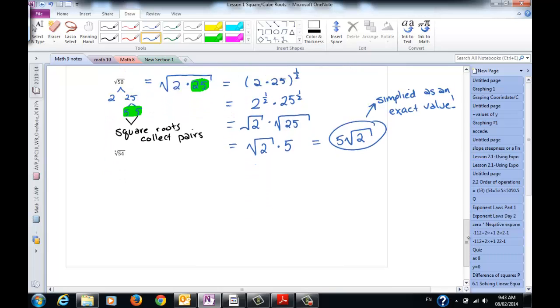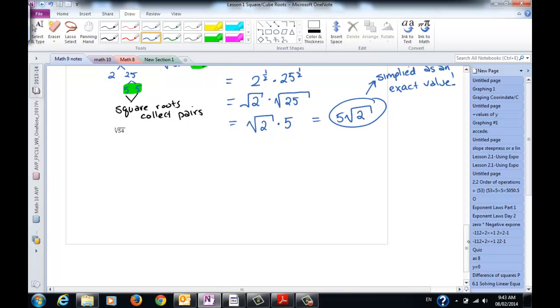Alright, so let's do one with a cubed root. So I'm first going to do a little factor tree here. So I get 2 and 27, 3 and 9, 3 and 3. Now the important part is it's a cubed root. It might be a little bit hard to see there. I can write it bigger if you're not sure. So because it's a cubed root, I'm looking for triples. So I'm going to keep my triple together, because it's a cubed root.